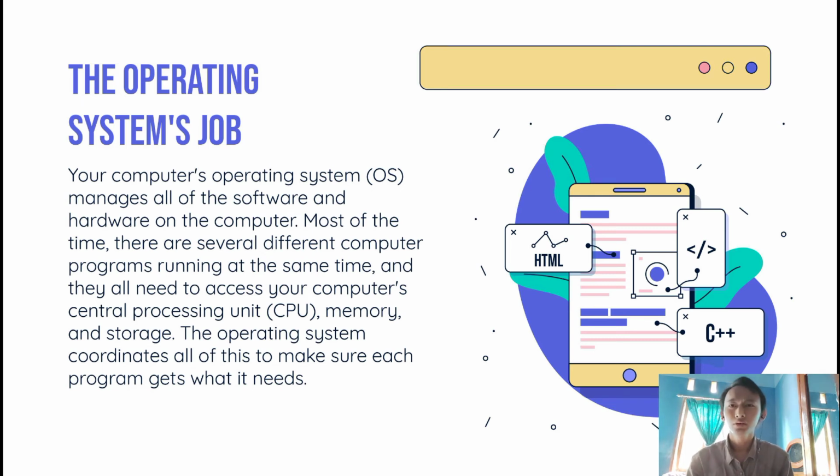And here, an OS coordinates all of this to make sure each program gets what it needs. Without an OS, the user would actually need to separate this memory for Chrome, this for Microsoft Word, and this for Notepad, for example. Because there's an OS on our computer, you don't need to do that. It's all already controlled by the OS, so you don't need to worry about it.